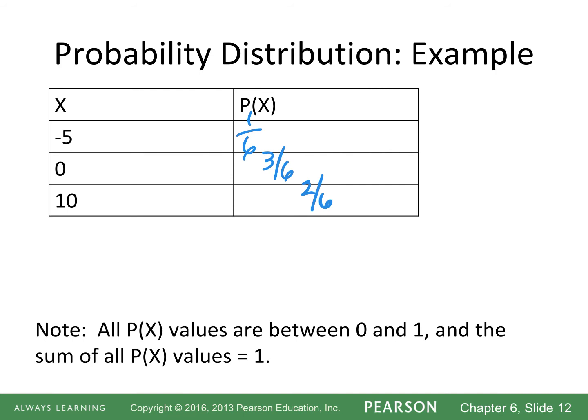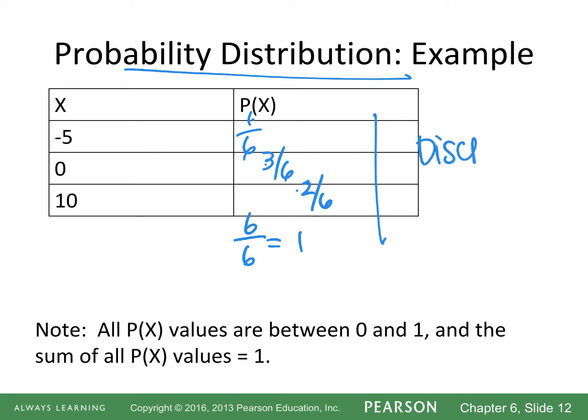2 out of 6. The reason why I'm showing this with unsimplified fractions is to show that when you add these up, 1 plus 3 plus 2, we get 6 out of 6. What is it equal to? 1. So the sum of all of your probabilities in a probability distribution needs to equal 1. If it doesn't equal 1, then it's not an accurate distribution because something's missing. And as you can see, I am able to list all of these possible outcomes, which tells me that this is discrete.